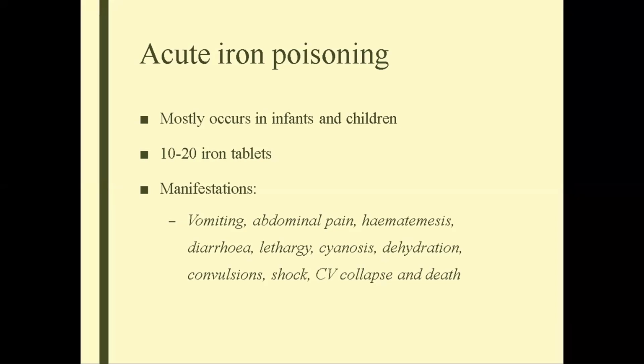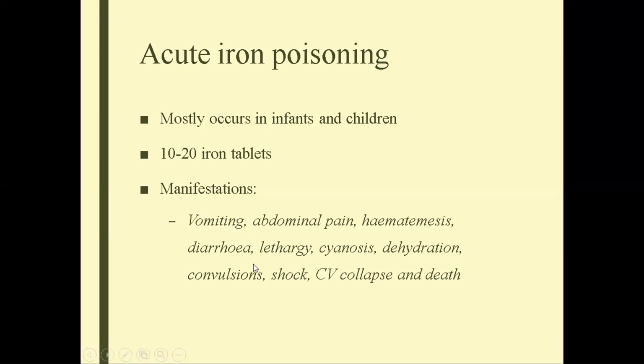Okay, now a bit of poisoning, acute iron poisoning. This, of course, usually occurs when you take, depending on the patient's tolerability, like 10 to 20 iron tablets. Especially in children, it can cause toxicity, while in adults a somewhat higher dose may cause toxicity, right? And this is usually an accidental case. So infants and children, if they take the tablets that you leave on the table, these are the manifestations.